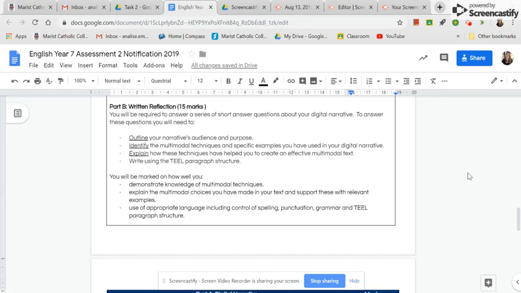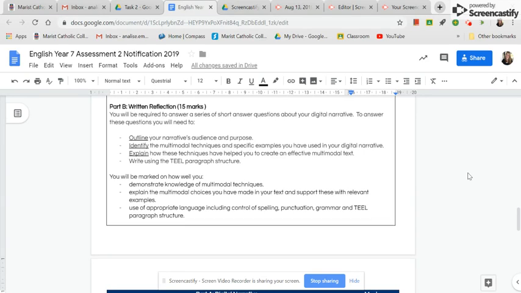So you'll have a series of questions that you're not sure of until the day, but they will be about those things. So if you can tell us the audience and purpose of your text, if you can tell us which multimodal techniques you have used with specific examples, and you can explain how they helped to create your text, then you will be prepared for those short answer questions.